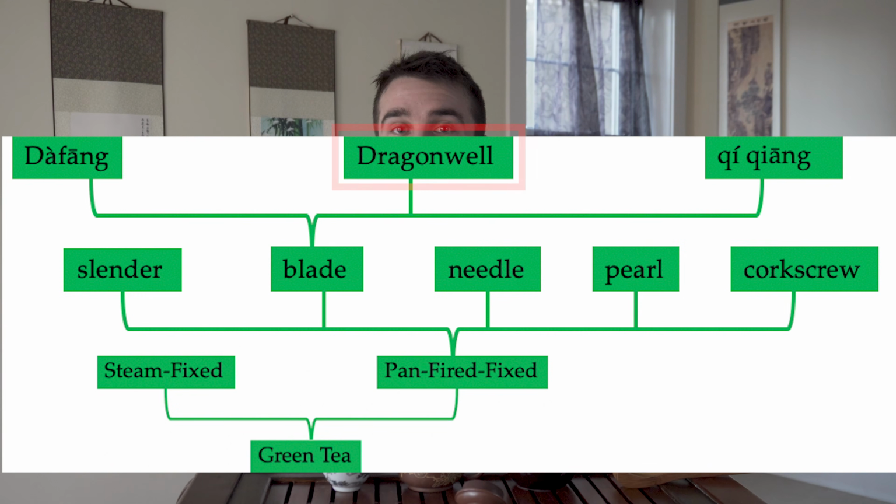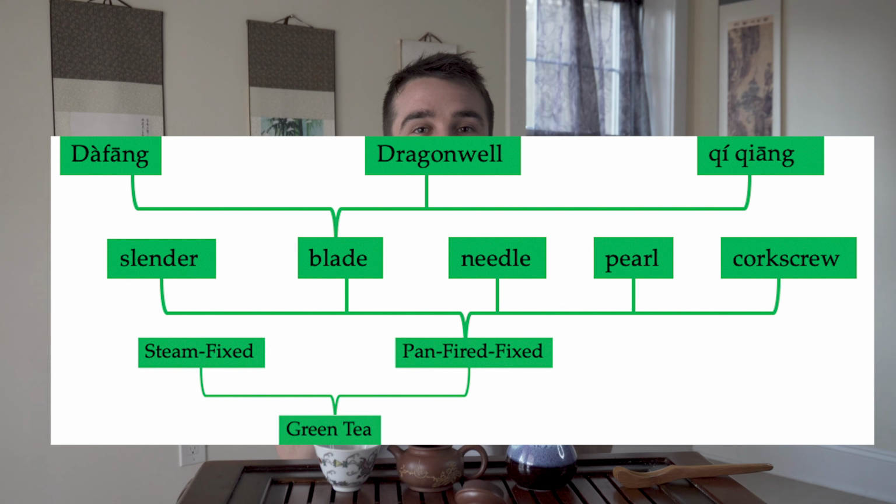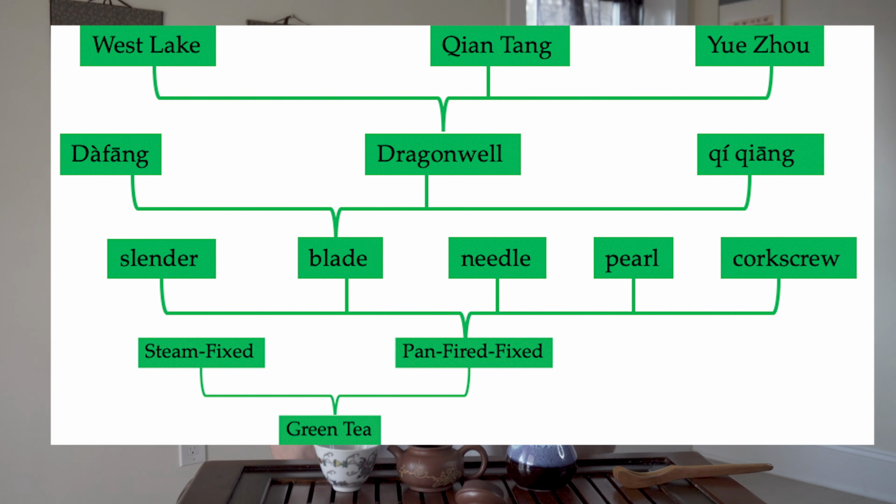So let's pick dragon well. That's by far the most famous of those 3. And in fact, dragon well is kind of known as the king of green teas in China. So within dragon well, blade-shaped, pan-fired green tea, then you have 3 separate locations mostly.